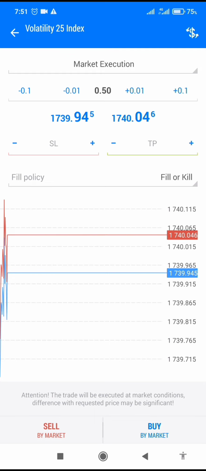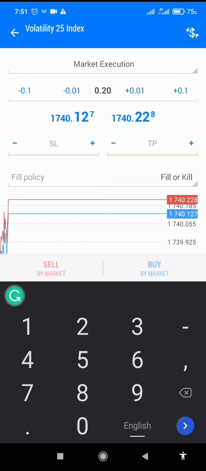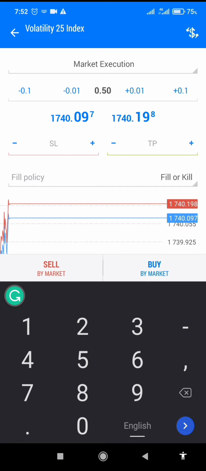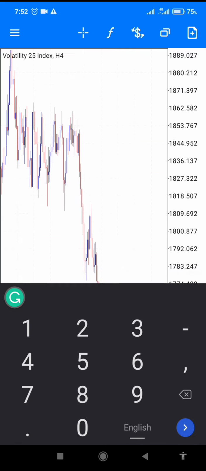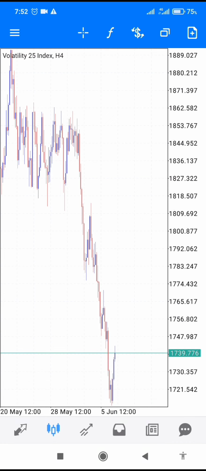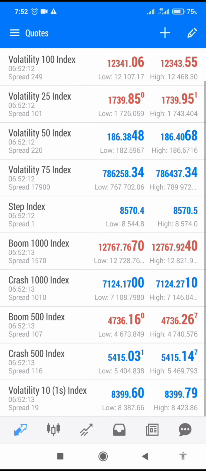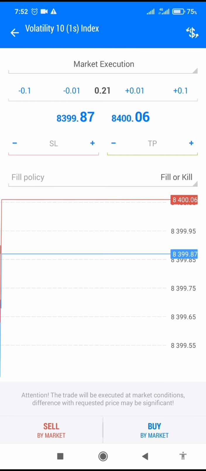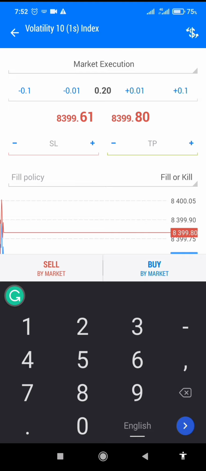So here is the place I'm going to set my lot size. The minimum lot size for this I think is 50. So 50 is the minimum lot size for this. Wait, let me use an index whose minimum lot size is 20, so you can still use that for any other one. I think this volatility 10 minimum lot size is 20. Let me see. Okay, so the minimum lot size of this volatility 10 is 20. So let's use this one.